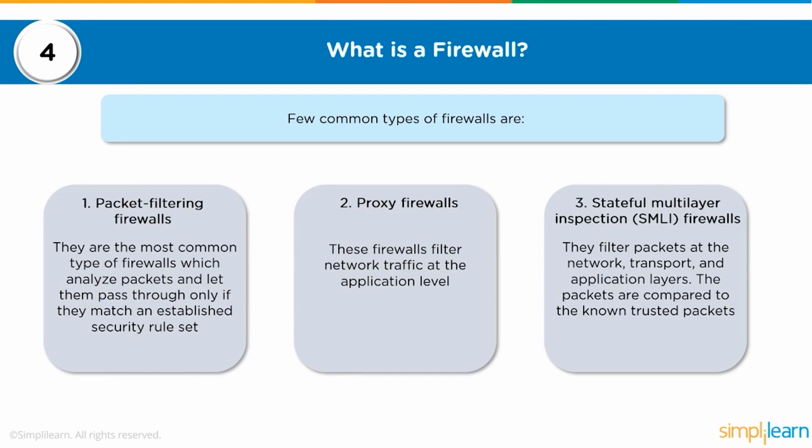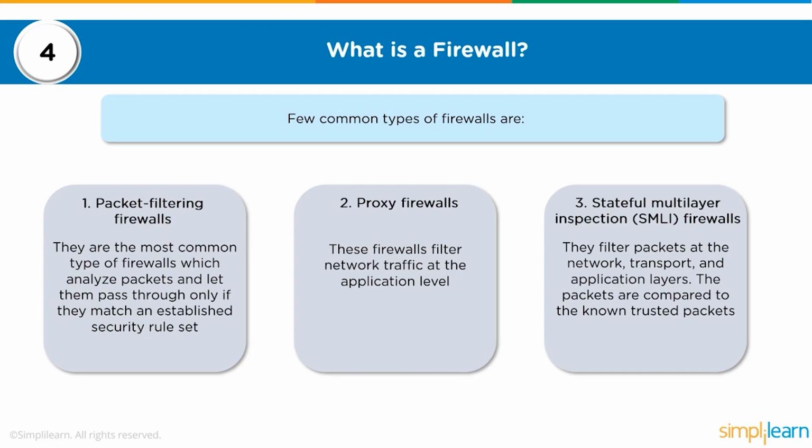And the third one is a stateful multi-layer inspection firewall. These filter packets at the network, transport, and application layers. So they basically do the job of the first and the second type of firewalls. The packets are compared to known trusted packets. But now the first question is, if there is a stateful multi-layer inspection firewall, why do we have type 1 and type 2 firewalls like packet filtering and proxy firewalls? That is because that is how the firewalls have evolved. We started off with packet filtering, then we added functionality to it, and so on and so forth.